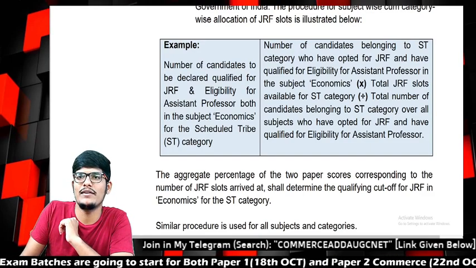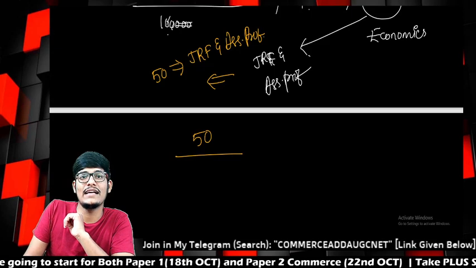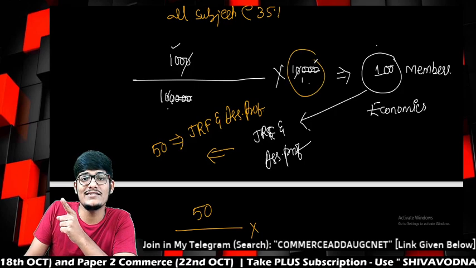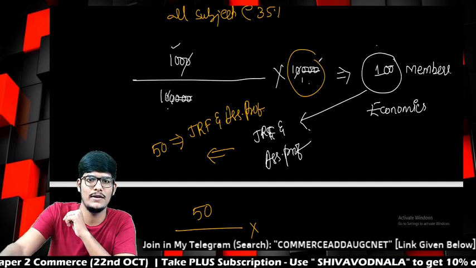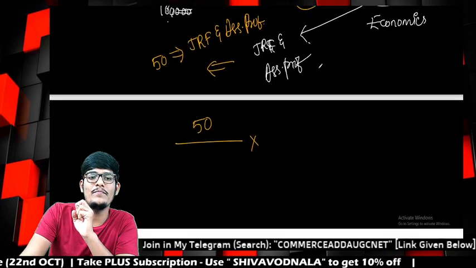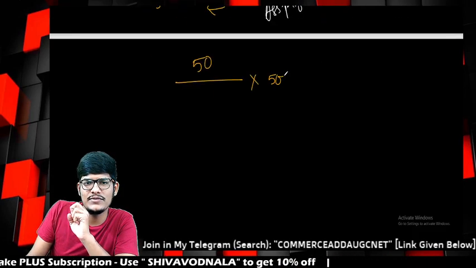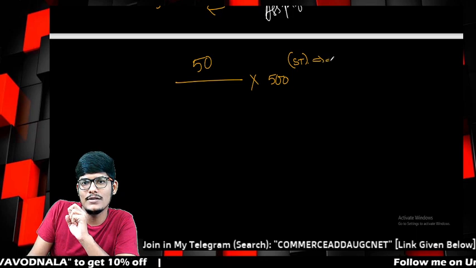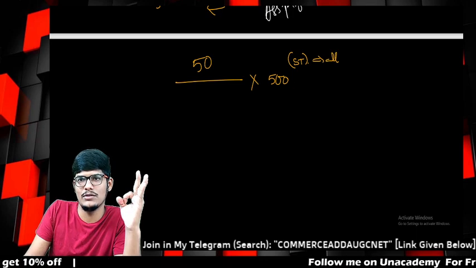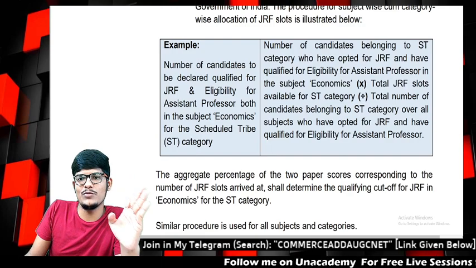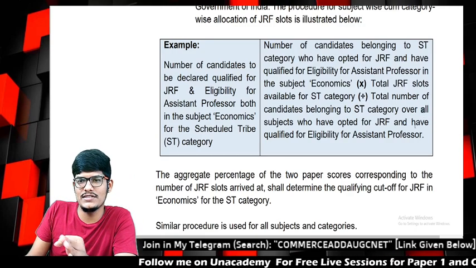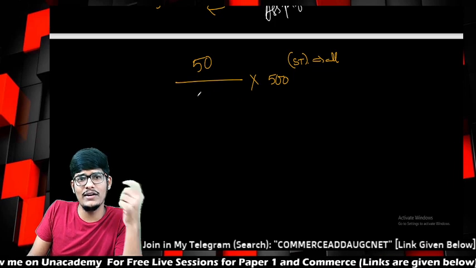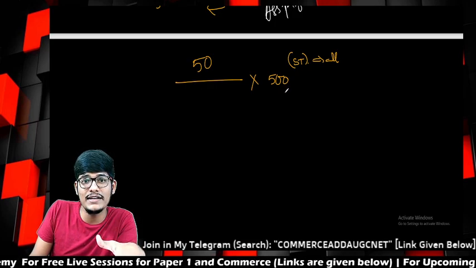total JRF slots available in the ST category. Out of 10,000 slots which we have taken over here, these are only assistant professor slots which are available as per the 6%. Now on this 10,000 also, suppose only 500 JRF slots are available for all ST category, all subjects. Now here, the total number of candidates belonging to the ST overall who opted for JRF and have qualified for the assistant professor. These are the availability of the JRF slots.